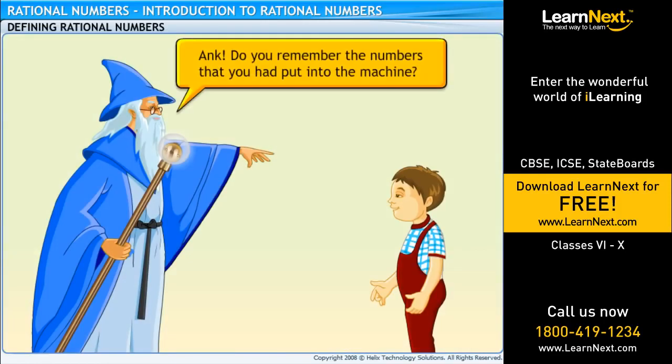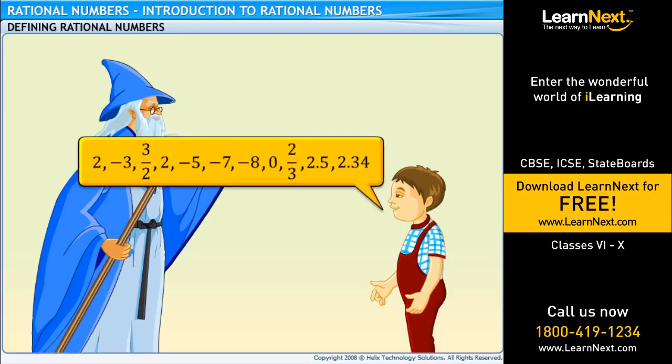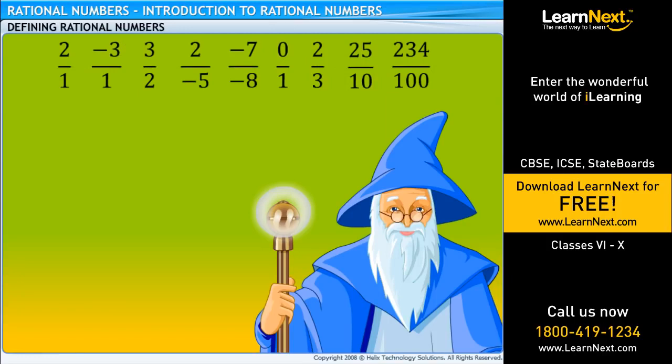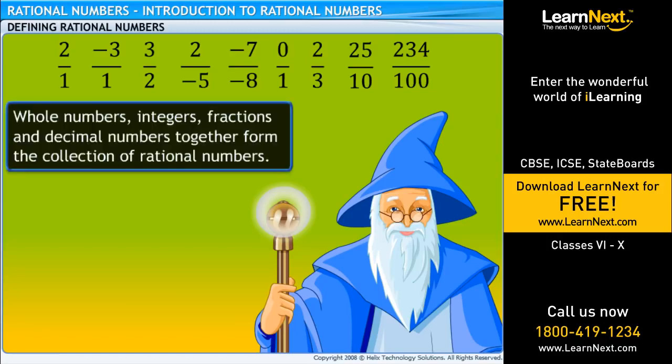Let's check what all numbers Unc had put into the number machine. Looks like Unc had put positive and negative integers, fractions, 0, and decimal numbers as well. All the numbers changed to the numerator divided by denominator form. Just like fractions, all whole numbers, integers, and decimal numbers can be written in the numerator-denominator form. These numbers are also rational numbers.